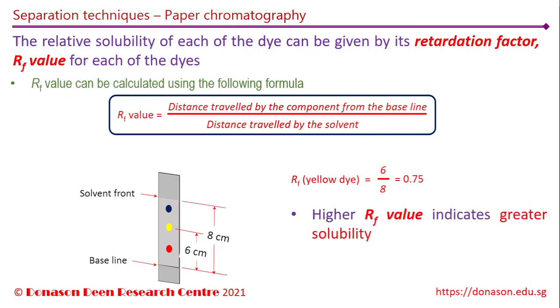Remember to take note that a higher RF value would indicate a greater solubility of the given substance in the solvent, and a lower value would indicate a lower solubility. Another point to remember is that the RF value can never be greater than 1, for the obvious reason that a given component couldn't have traveled further than the solvent.